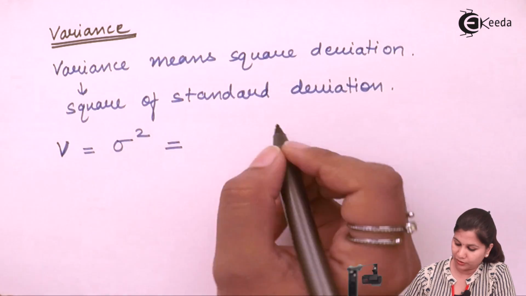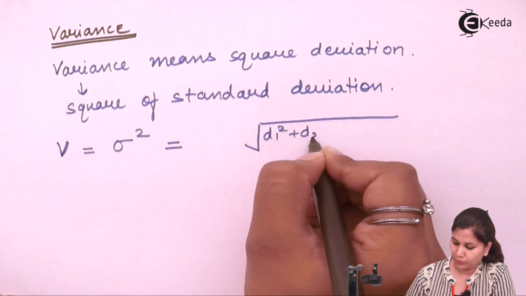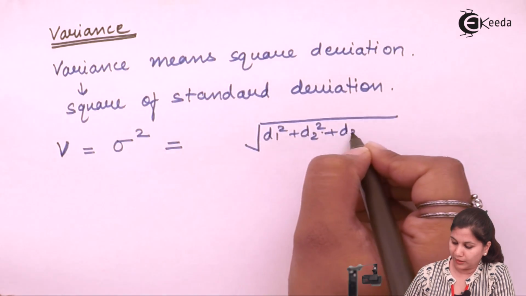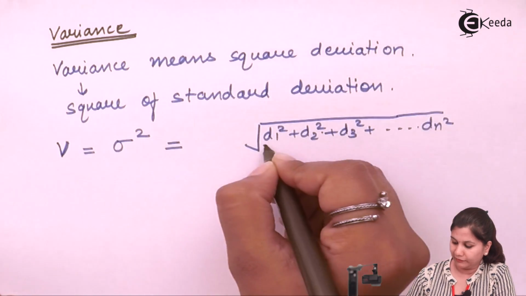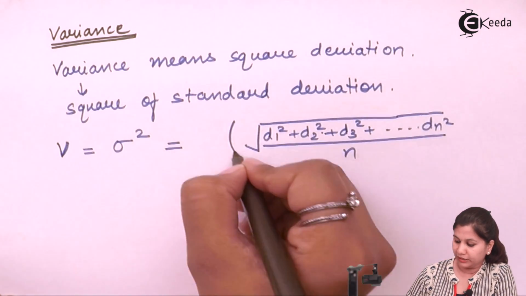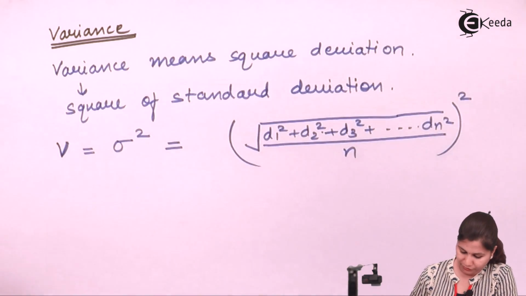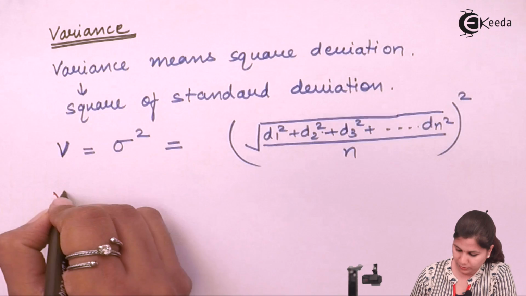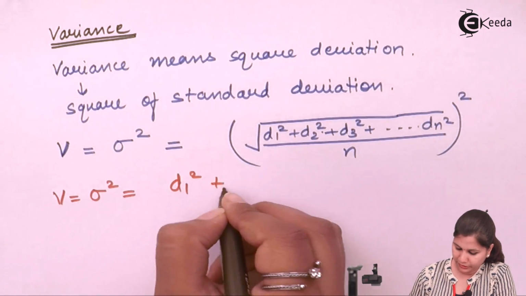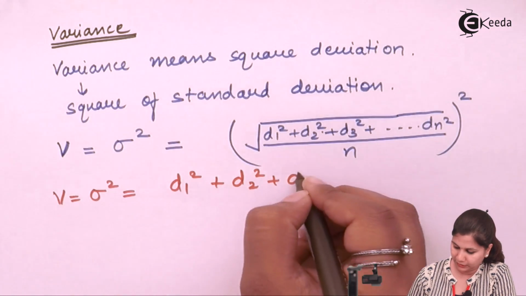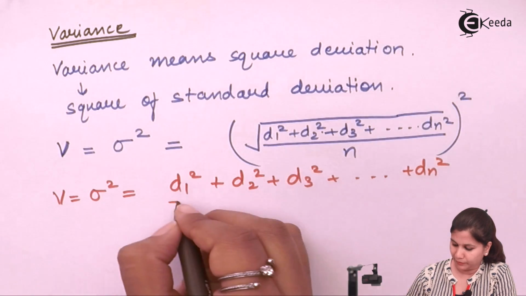Now standard deviation is what? Under root of d1 square plus d2 square plus d3 square up till dn square, divided by n. Now if we are taking the square of this, then this under root will be removed. So V will be equal to sigma square equal to d1 square plus d2 square plus d3 square till dn square divided by n.